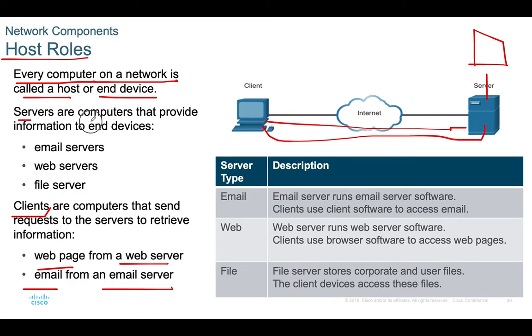Servers are computers that provide information to end devices. We have different types of servers. First, we have the web server in this example. Web servers run web server software such as Nginx, Apache, or any other server software. Clients use a web browser in order to access the web pages from that particular server. We also have email servers and file servers.